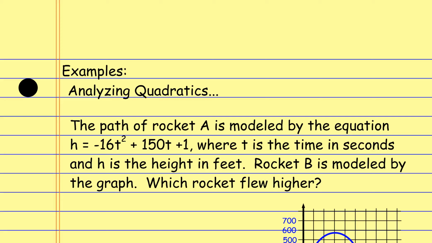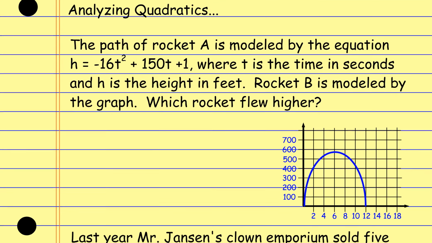Here in these next couple examples, we're just going to be analyzing quadratics a little bit and talking about the nature of these things and how they work and how to compare certain features of these. If we look at something like this, it says the path of a rocket, rocket A, is modeled by the equation h equals negative 16t squared plus 150t plus 1, where t is the time in seconds and h is the height in feet. And rocket B is modeled by the graph below. The question is, which of these things flew higher?